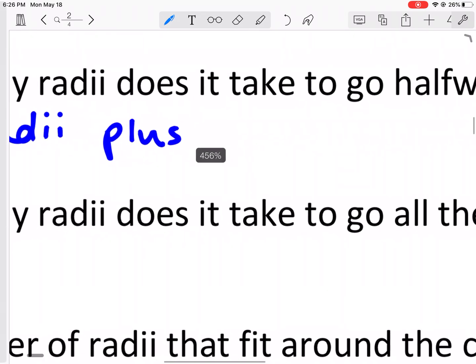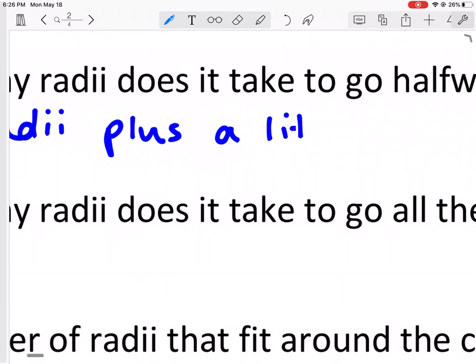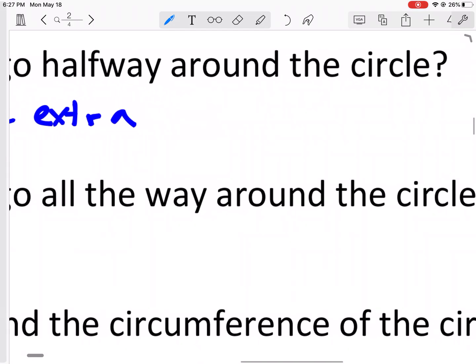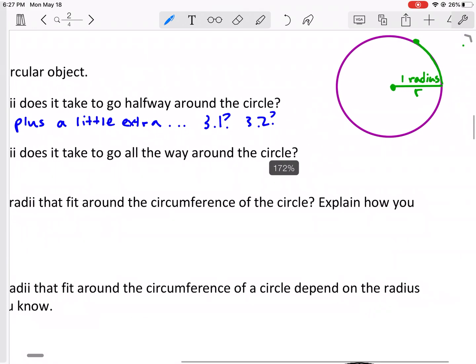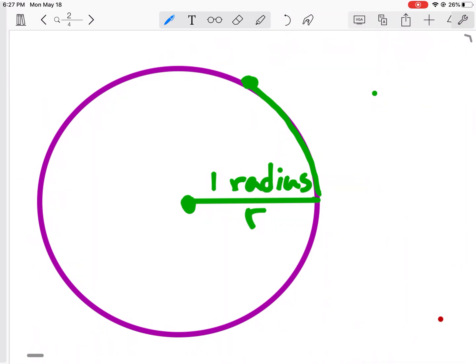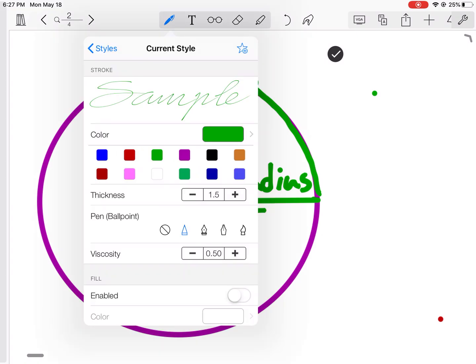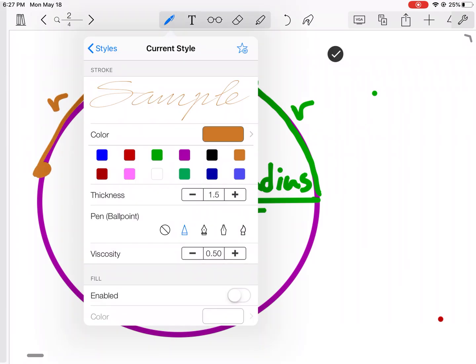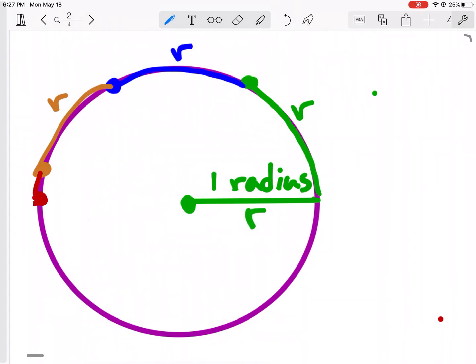Plus a little extra. So it's like a fractional amount of 3. So maybe like 3.1, 3.2, I don't know, just a little bit extra. So if I were to continue drawing this, it would have another radius right here. This is R. This was 1R. We had a third radius, and then there would be a little bit more attached on the end to go halfway around.